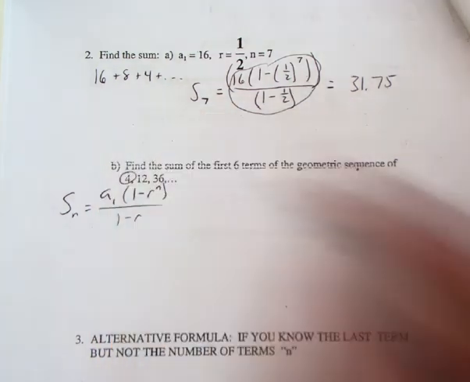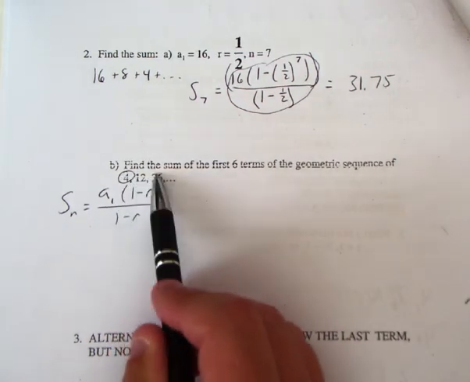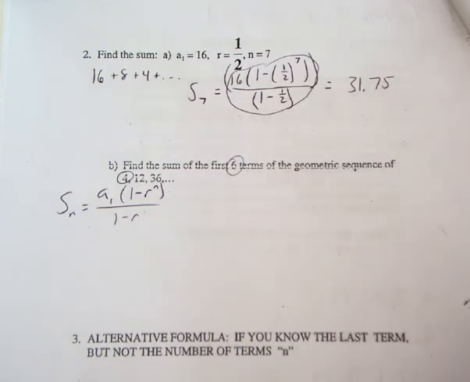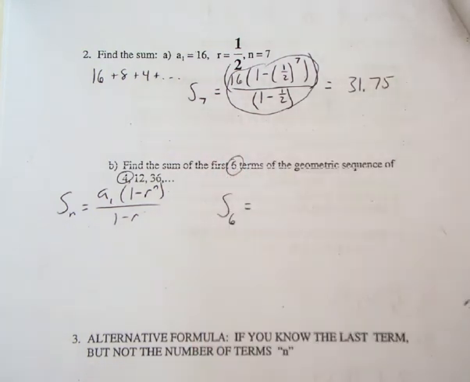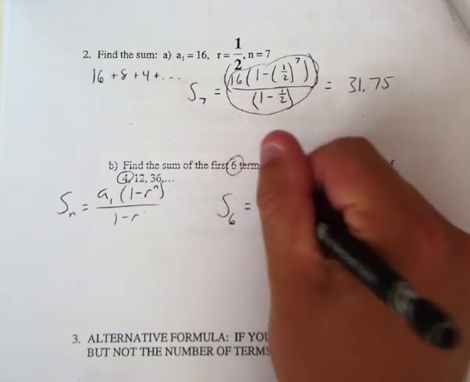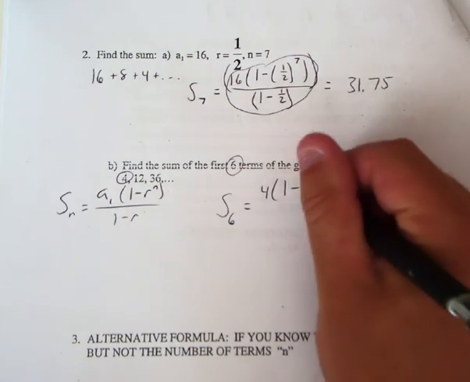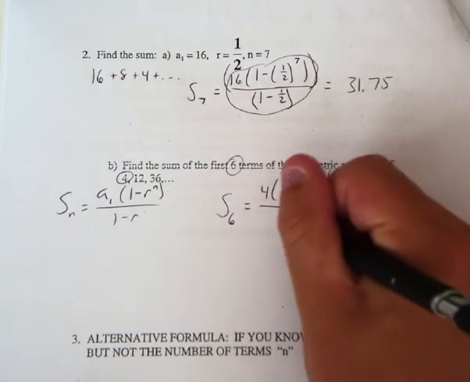We know that's 4. We need to know r. So this is multiplying by 3 each time. And then we have to know how many we're adding. And it says 6. So I know all the info in this problem. So the sum of the first 6 is the first term times 1 minus r is 3 to the 6th, all divided by 1 minus r.